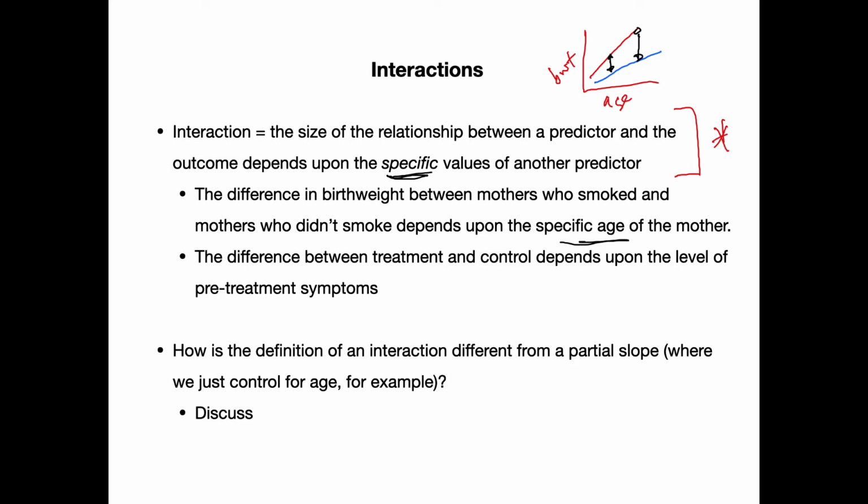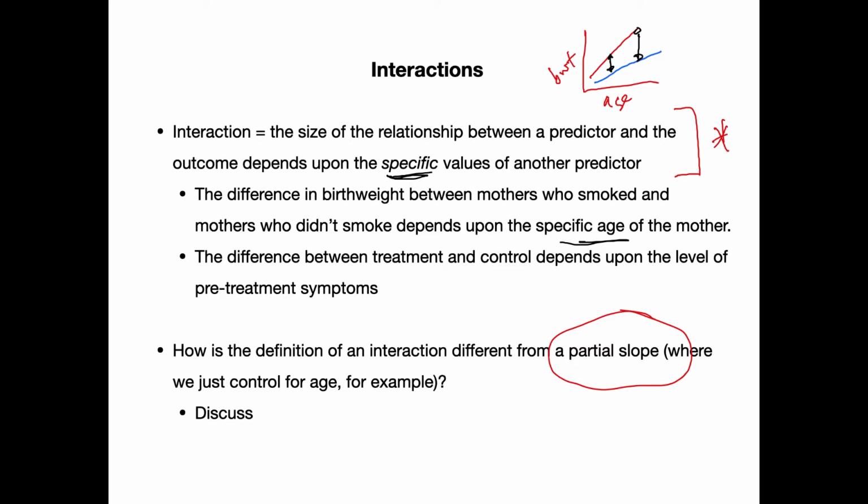What I want you to do is just think. We've talked about partial slopes. That's when we're controlling for age. What's the difference between this partial slope and an interaction? I want you to pause it and think through that and try to articulate that. So what does it mean?